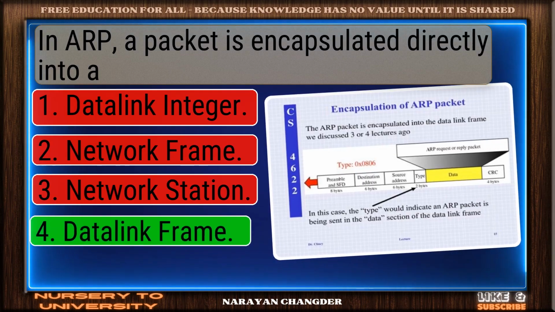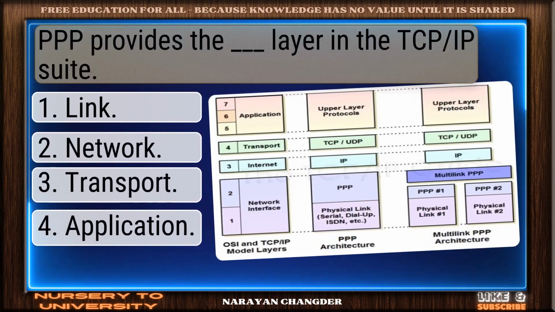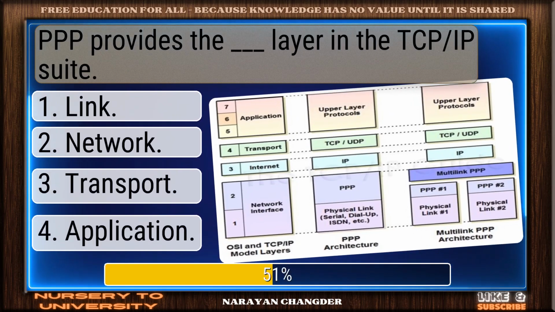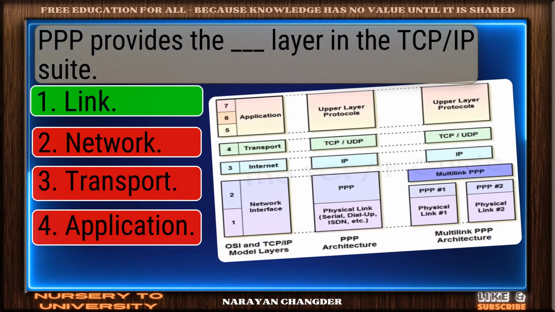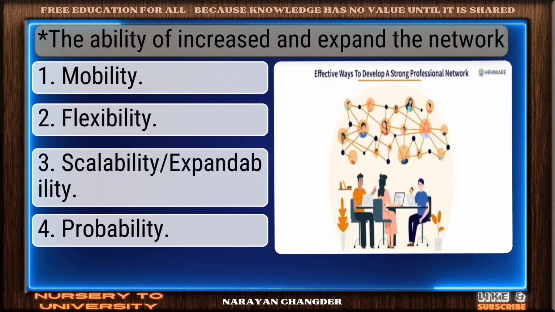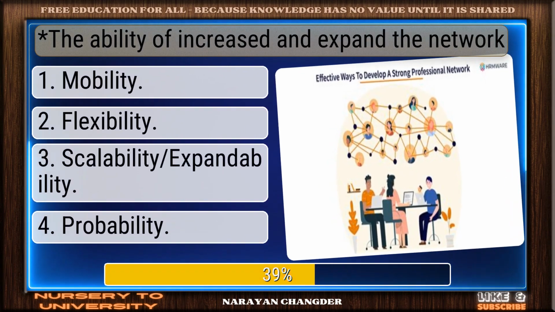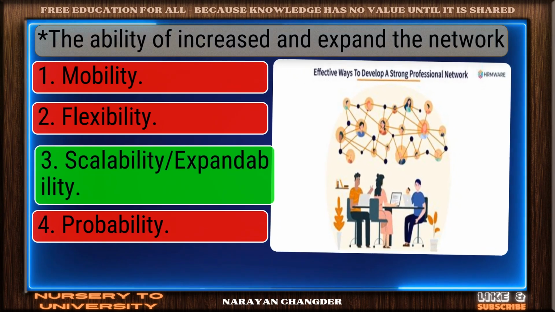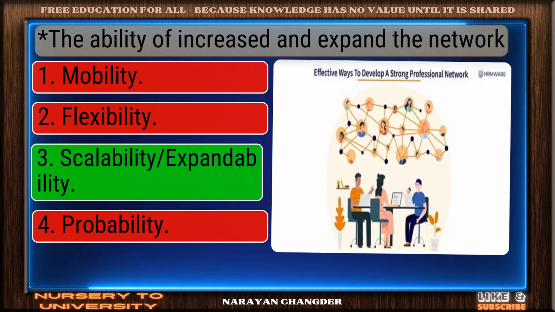Exactly. Data link frame makes sense. PPP provides the link layer in the TCP/IP suite. Well reasoned. Link is correct. The ability to increase and expand the network. Excellent. Scalability, expandability is well reasoned.